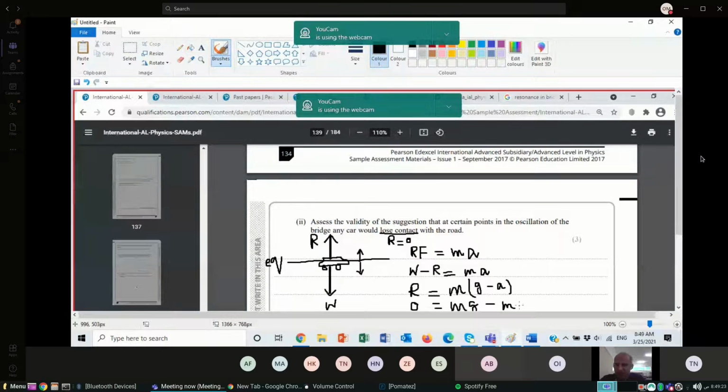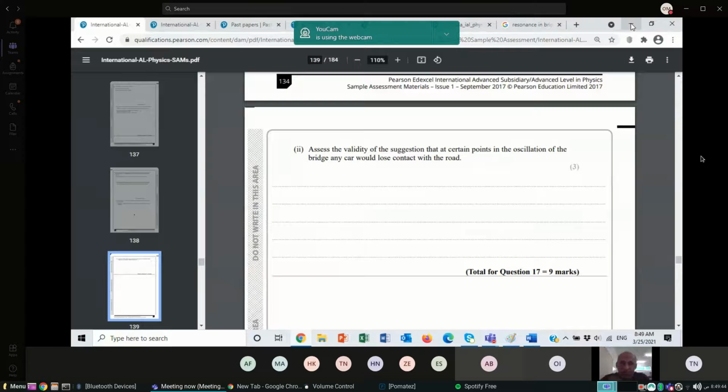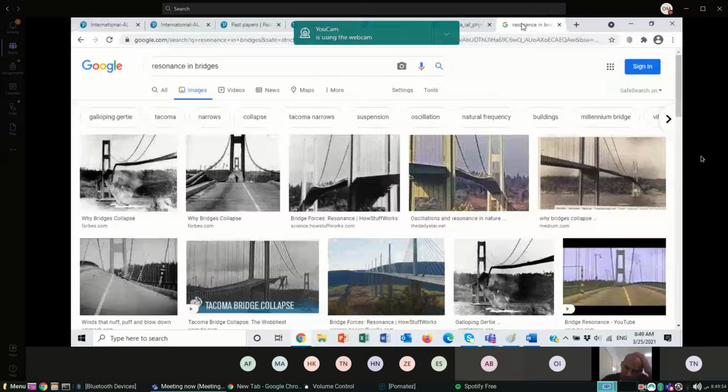So whenever it loses contact, obviously it will fall into the sea or river, whatever. So when it falls, its acceleration would be g, right? Because whenever the bridge collapses, the car will go down. So its acceleration would be equal to g. So the bridge is collapsed and the cars are going down into the sea. So its acceleration is equal to g. So this is what we have to prove here.